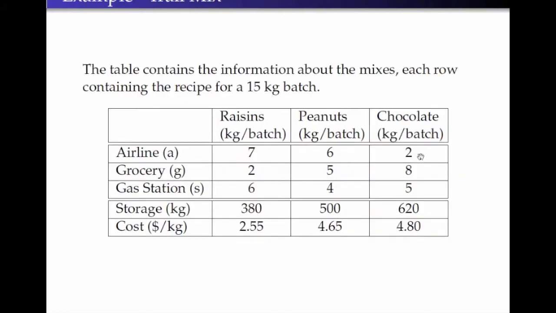So we have some information about these mixes, and here the rows of this little table represent the different types of batches. So the airline mixtures is mostly raisins. The grocery store mixes are mostly chocolate, and the gas station mixes, again, are mostly raisins, a little bit more peanuts. And we know about the manufacturer's storage capacity for each of these types of ingredients. And we also know how much these ingredients cost to purchase per kilogram.